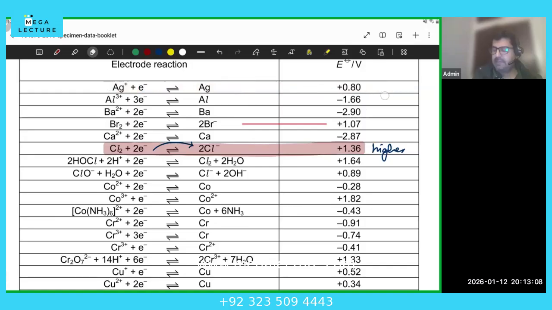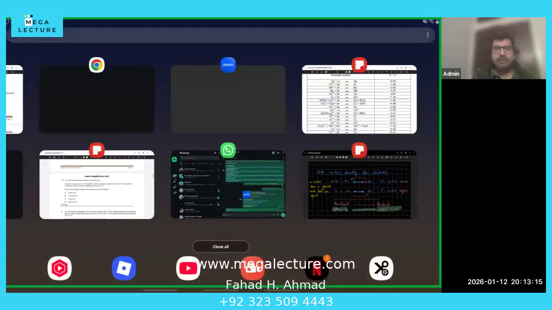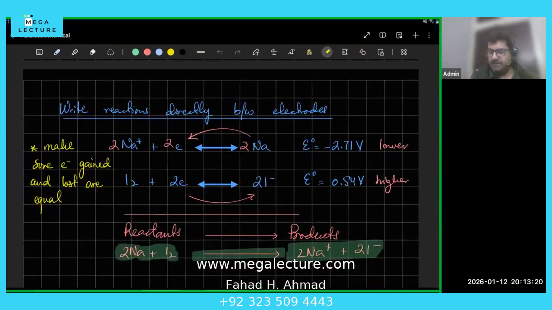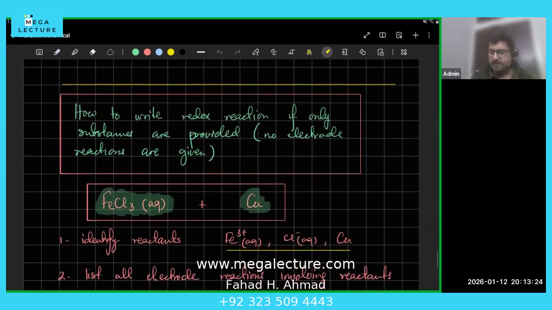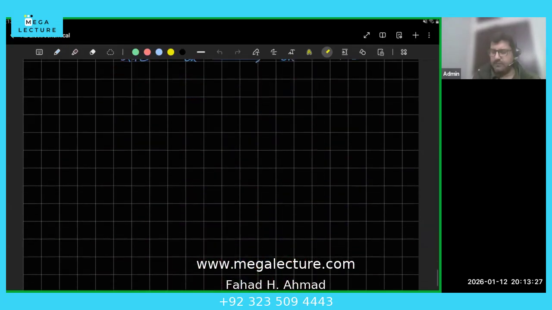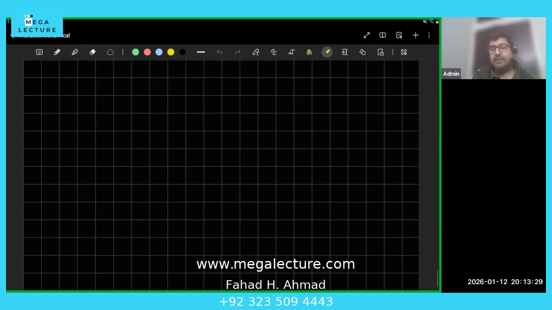But in the last class, what we did was the complicated case. A lot of times the question is going to be exactly this way, which is going to be very easy. A lot of times the complication is that they won't tell you what the redox reactions are. They're going to tell you what the substances are, but not the redox reactions.